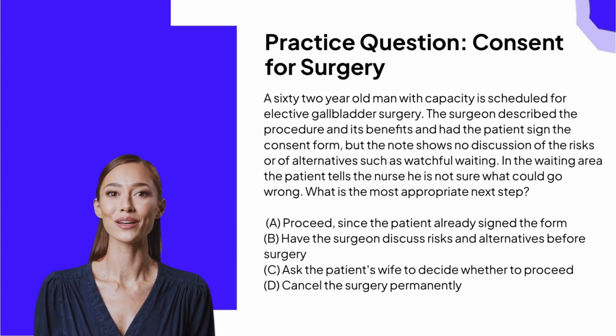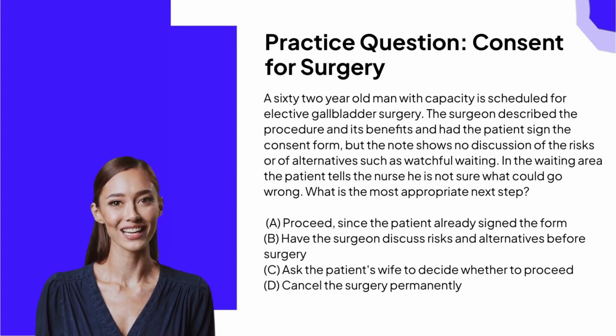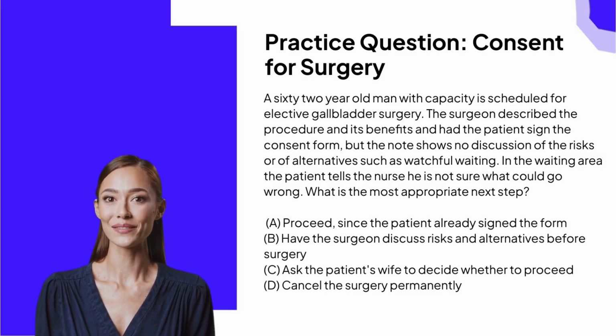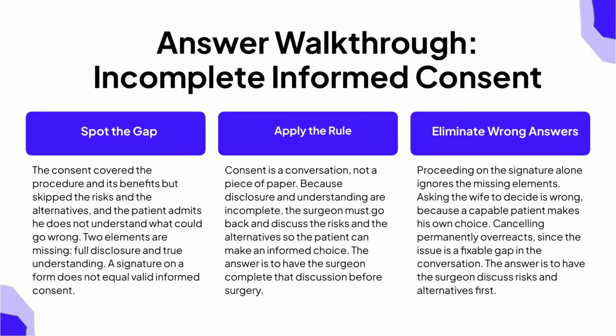Before you choose, run the scenario against the 4 elements of valid consent and find the one that is missing. Read the 4 options carefully, pick your answer, and we will reason through each one on the next slide. Let us break this down. First, spot the gap. The consent process covered the procedure and its benefits, but it skipped the risks and the alternatives, and the patient openly says he does not understand what could go wrong. Held against the 4 elements of valid consent, 2 are missing here: full disclosure and genuine understanding.